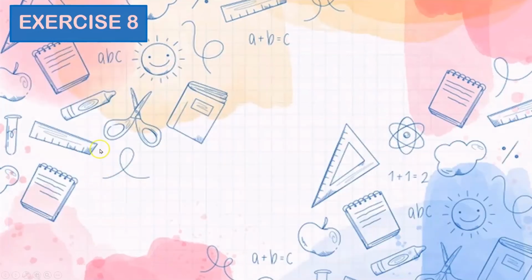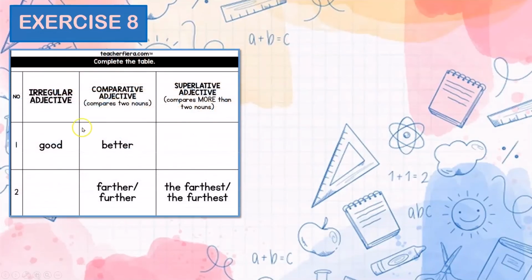And for exercise 8, this one is the irregular verb. Sorry, it is irregular adjective. Right, and then you have to make it comparative and superlative. The first one is good, will be better in comparative, and in superlative, it will be the best.